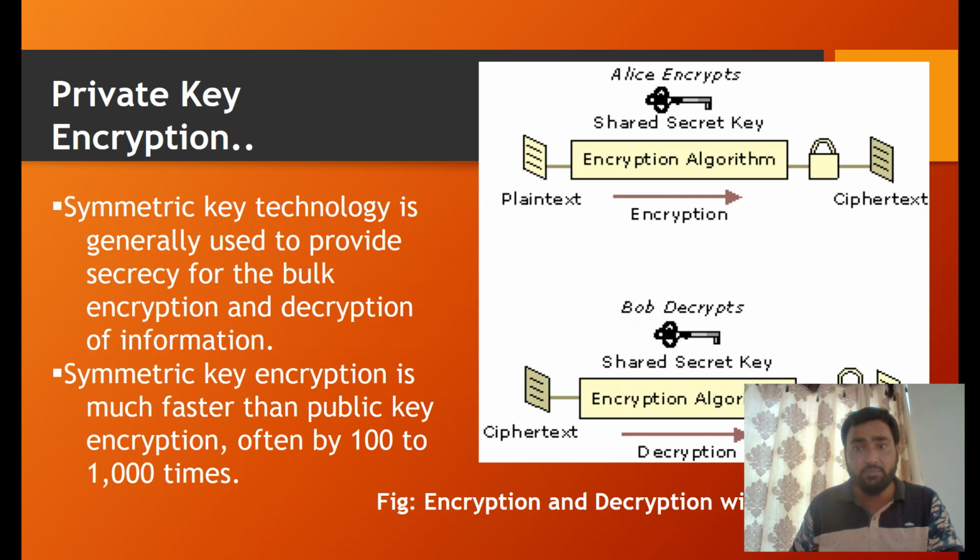This is another example that is shown for encryption and decryption using private key encryption, in which plain text gets converted into ciphertext at the sender end using the encryption algorithm that uses a shared secret key, and at the receiving end that ciphertext gets converted back into the plain text using the encryption algorithm using the same secret key, and the process is called decryption.